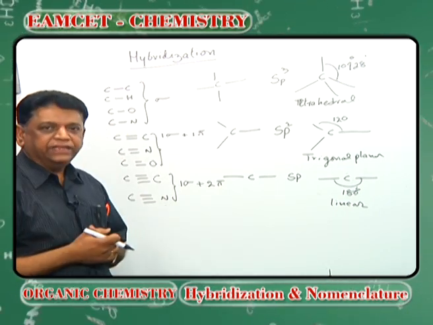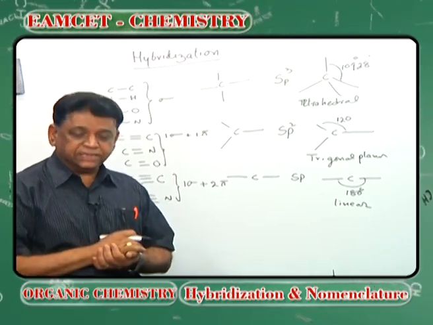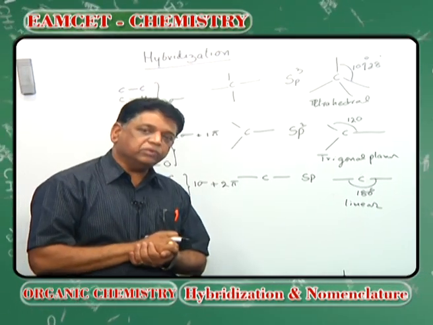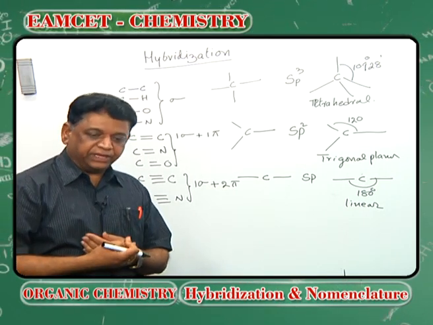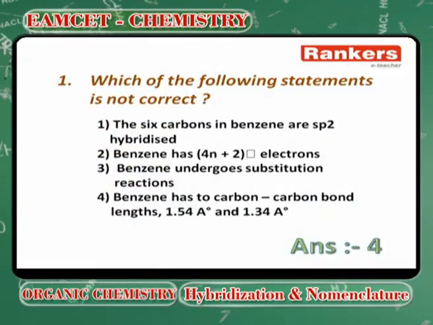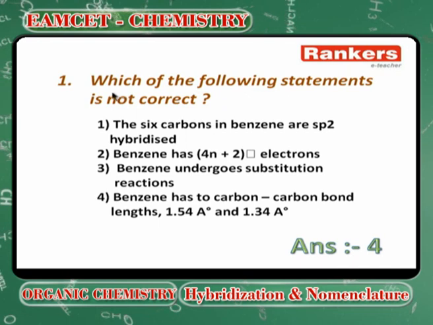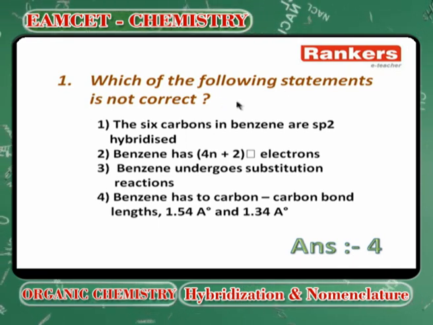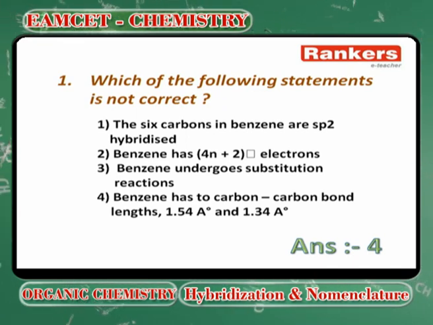Now let us go to a few questions which were asked in the previous EAMCET examinations, and after that I will give some questions which are predicted, our guess questions for the coming years. Okay, the first question: which of the following statements is not correct? It is partly mixed with the concept of the benzene topic also, but however the answer is here. See, the answer 4, that is, benzene has carbon-carbon bond lengths of 1.54 and 1.39.